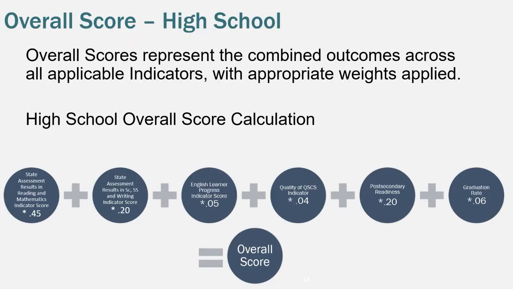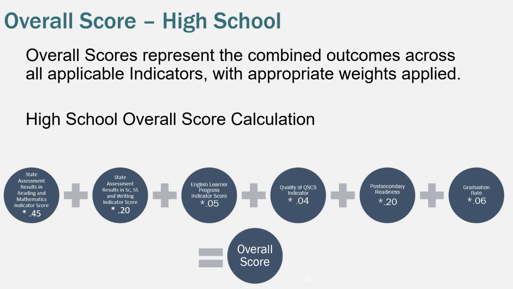Let's transition to an overarching perspective with our overall scores. These scores provide a collective reflection of the outcomes across all available indicators. To arrive at these scores, it's not just a simple summation. We carefully apply specific weights to each indicator, ensuring that each contributes proportionally to the bigger picture. Take, for example, our high school overall score calculation.